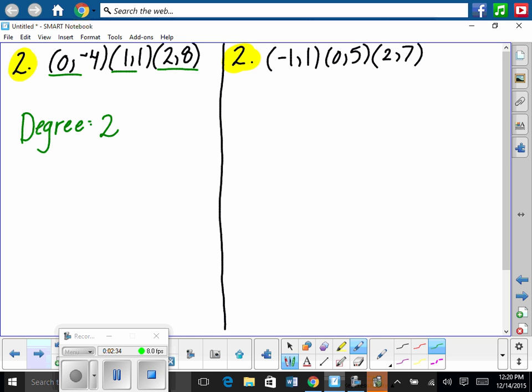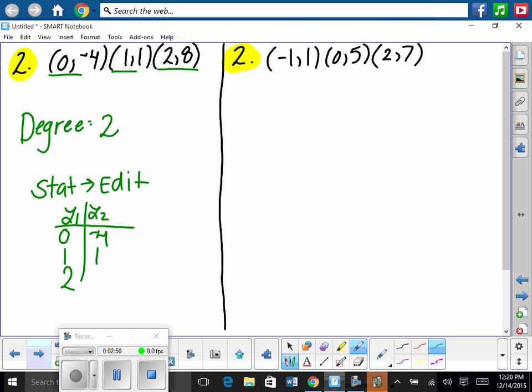Then we do stat, edit, remember in our calculator, so stat, and then into edit. In list 1, you put in your x values. In list 2, you put your y values. So in list 1, you'll do 0, 1, and 2. In list 2, you'll do -4, 1, and 8. Then you'll do stat calculate. Instead of edit, you go over to calculate, and then you scroll down to quadratic regression.